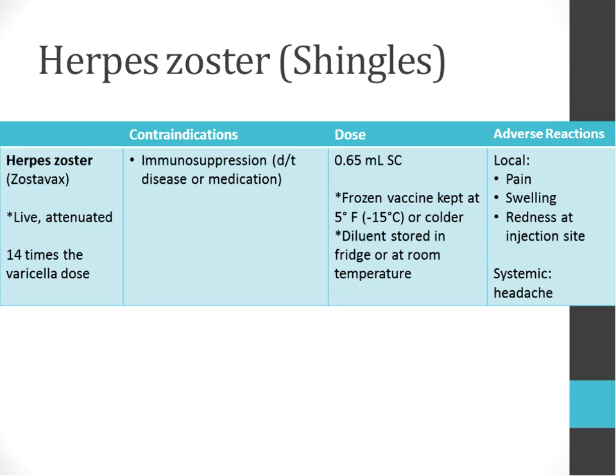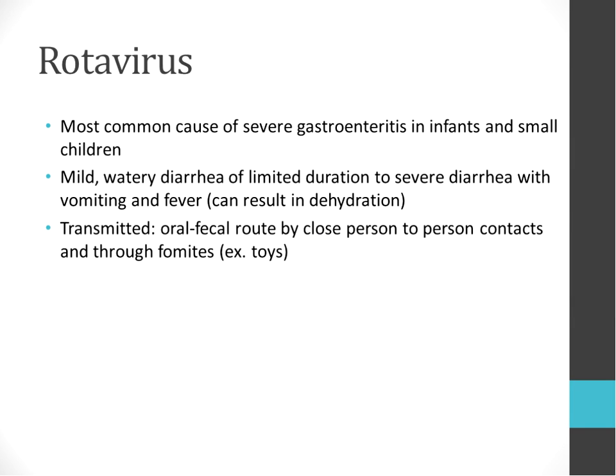Shingles, as the Zostavax, is also live and attenuated. It's 14 times the dose of the varicella dose. Should not be given to patients who are immunosuppressed, either due to disease or medication. This vaccine is kept frozen until you are going to mix it for the patient. So that would be one that I would know of how you definitely store this one. Adverse reactions have been similar to the other vaccines we've talked about already.